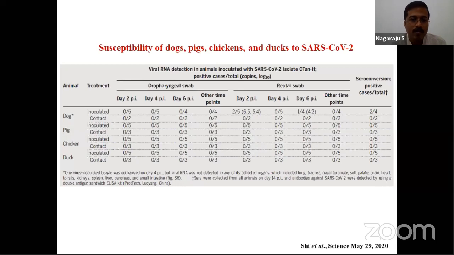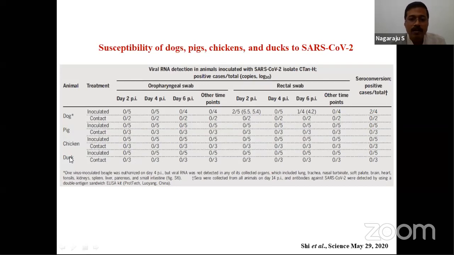If you look at the table, 0 by whatever the number, 0 means they don't have any possibility of transmission, or even if you inoculate the COVID-19 virus into these animal models, they will not show any of the features of COVID-19 infection. They were not able to have the virus multiply in their respiratory tract and show features of COVID-19 infection in animals like pig, chicken, and duck.